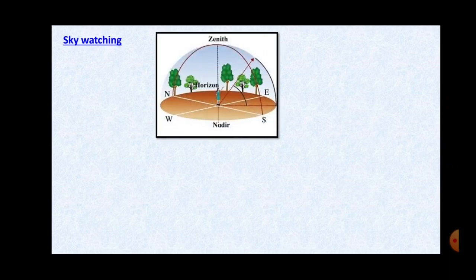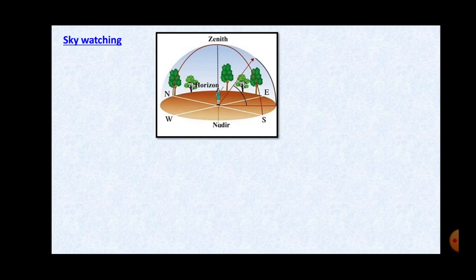Next, sky watching. Have you ever heard of sky watching, students? Yes, sky watching means we have to stand in an open space, and when we look at the sky, the condition is that it should be a cloudless night, then only we will be able to do sky watching. Now, we can understand the exact location of the zenith, the nadir or the horizon with the help of this picture.